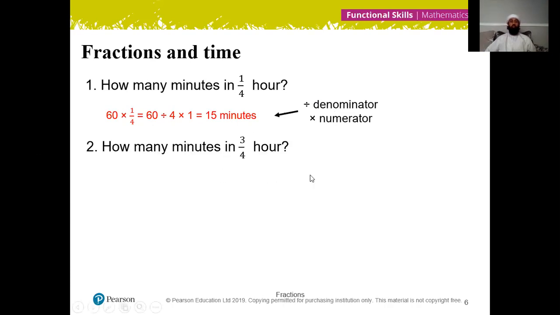Okay, question number 2. How many minutes in 3/4 of an hour? Pause the video and play again once you've got your answer. Right, so it's 60 times by 3/4. Again, look up here: it's divided by the denominator times by the numerator, so you take 60 divided by 4 times by 3. 60 divided by 4 times by 3 equals 45 minutes.